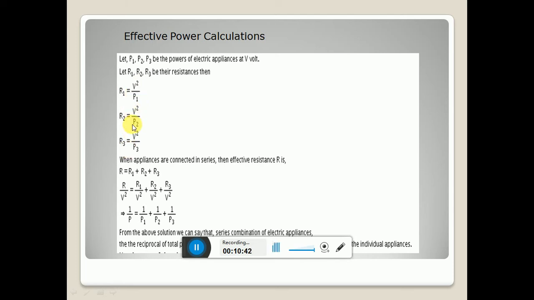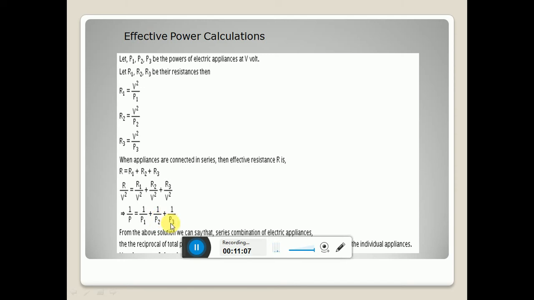So R1, R2, R3 I can calculate, and for appliances in series combination, the effective resistance will be R1 plus R2 plus R3. I can divide this entire equation by V square. So R by V square is equal to R1 by V square plus R2 by V square plus R3 by V square. So I can get here 1 by P is equal to 1 by P1 plus 1 by P2 plus 1 by P3.